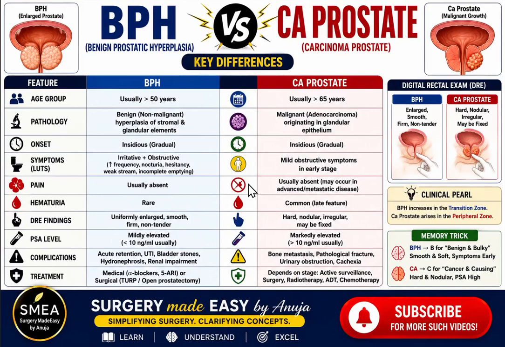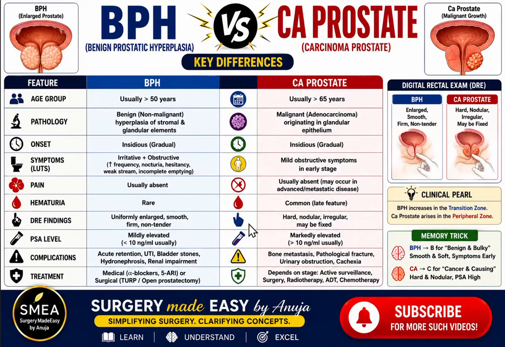Pain is usually absent in BPH, and in CA prostate in the initial stage, like I said, there is no pain. However, as the disease progresses and becomes advanced, or there is metastatic disease, the patient complains of pain. Hematuria is rare in BPH, whereas it is a common finding in CA prostate.